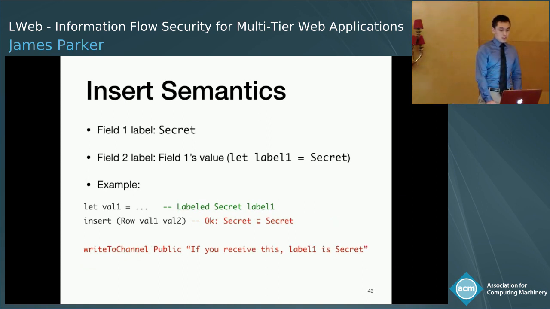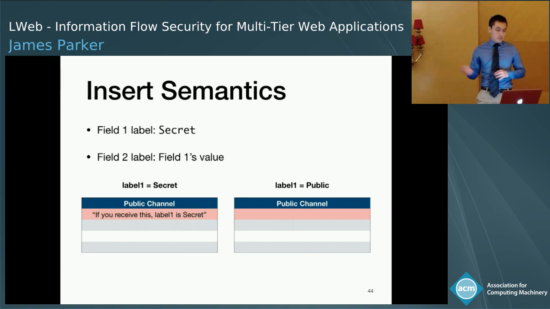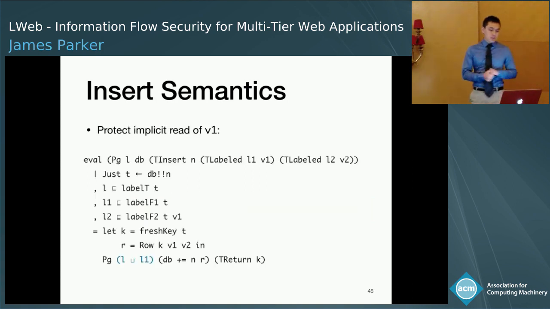Now let's assume the other case where the label is secret. In this case, we're writing secret data to a secret field. And this is allowed. But this time, execution will continue, and we will actually do this write to the public channel. So this creates an observable difference to a public channel, again, based off secret data. So to prevent this, we're going to join the current label with the label of val1.